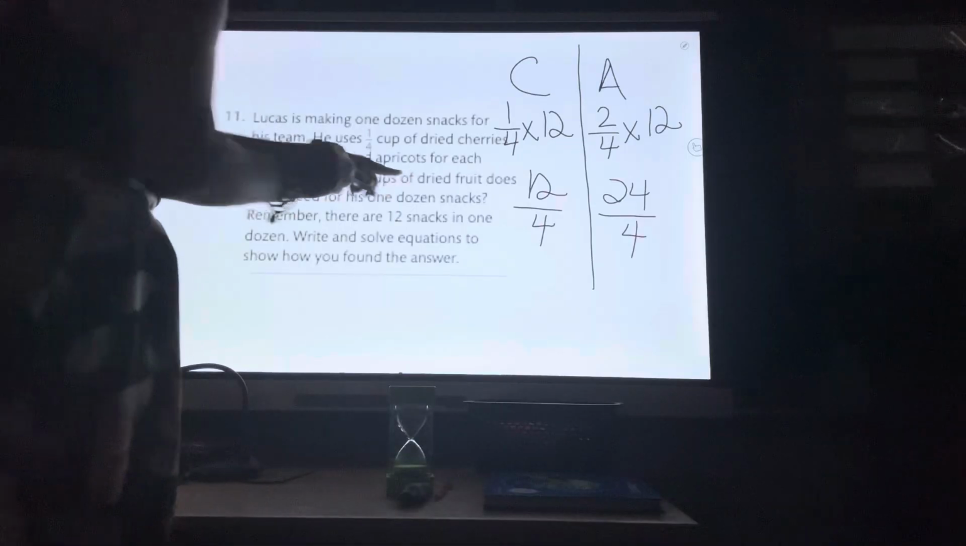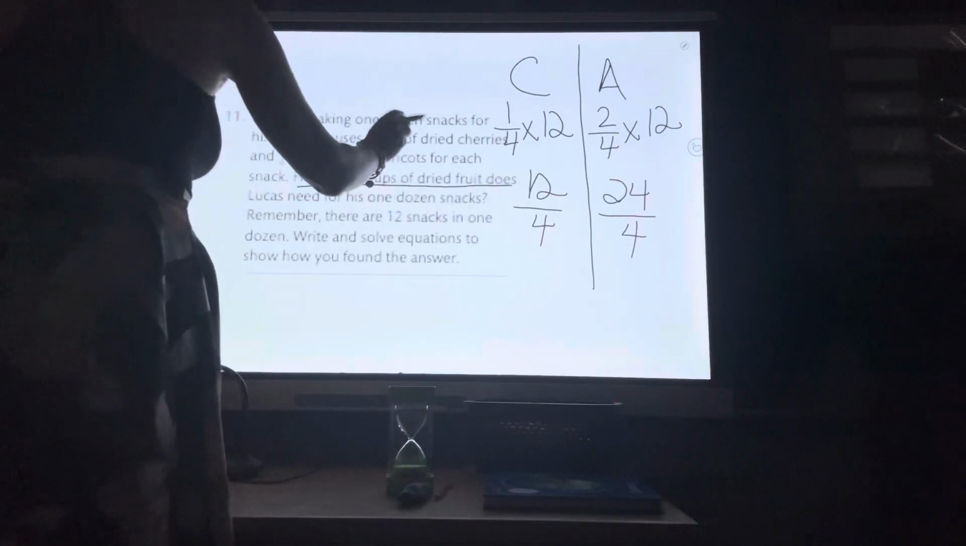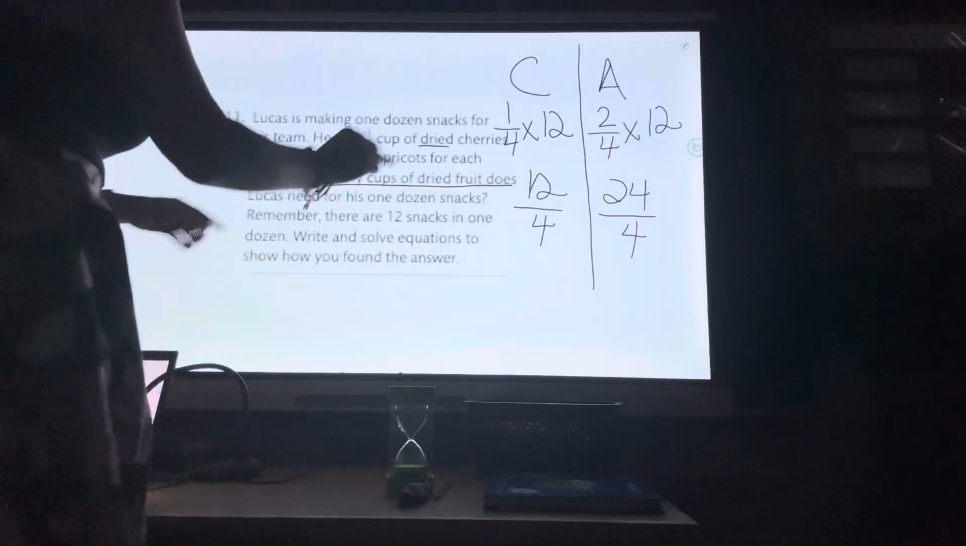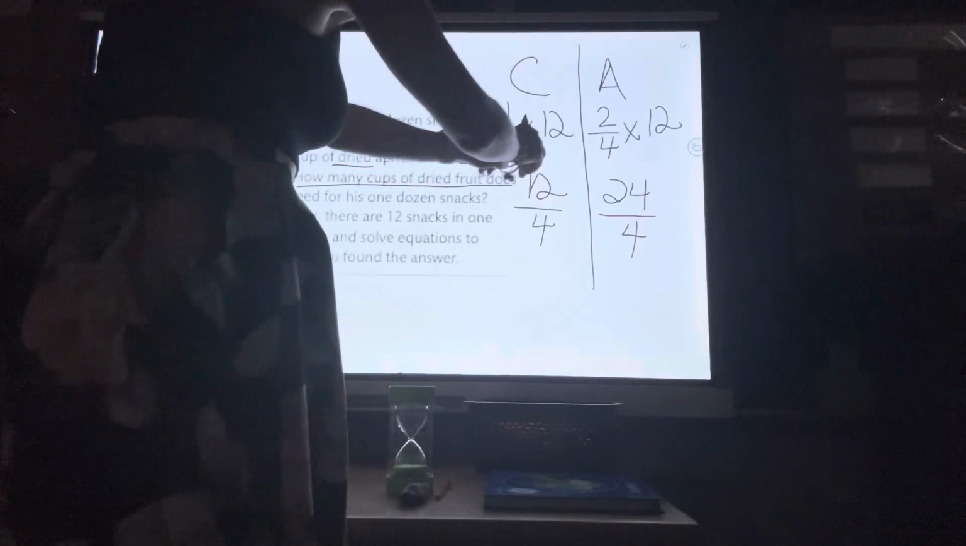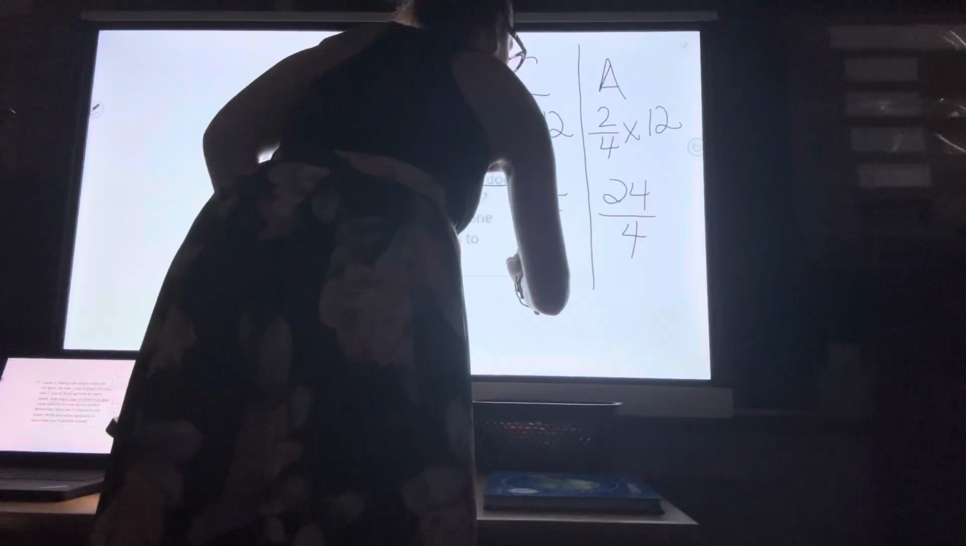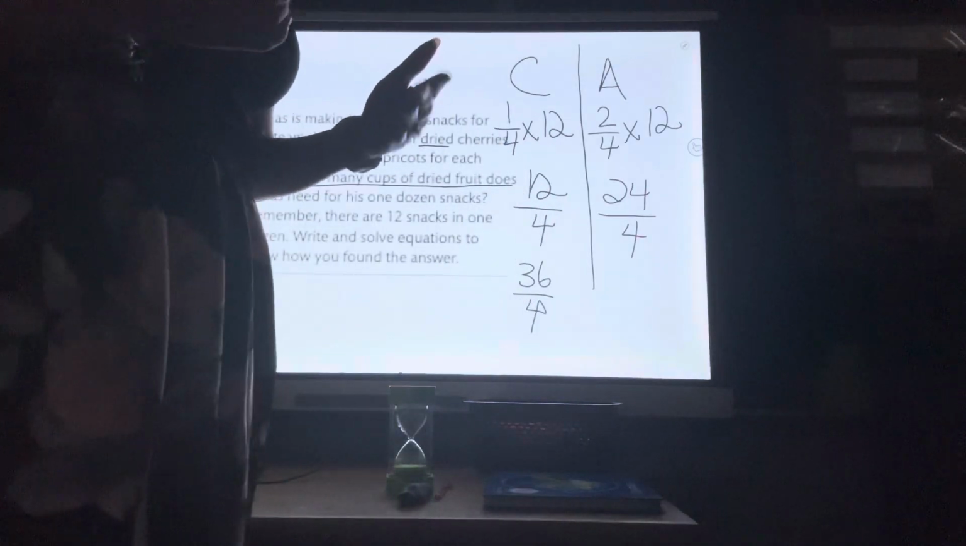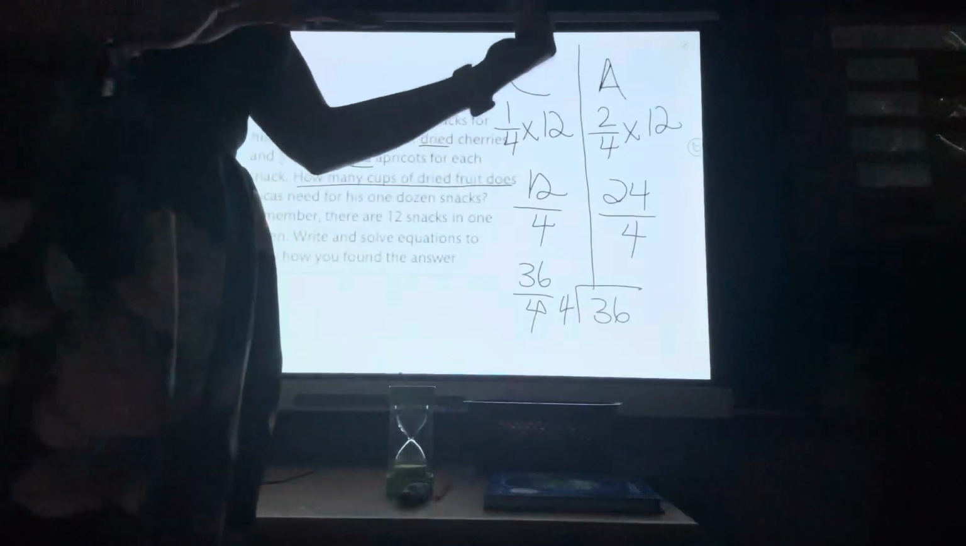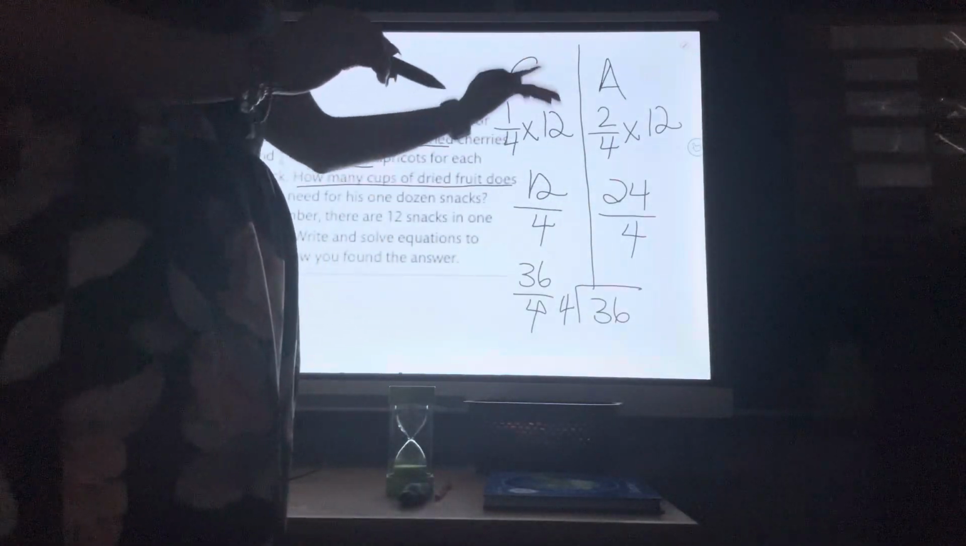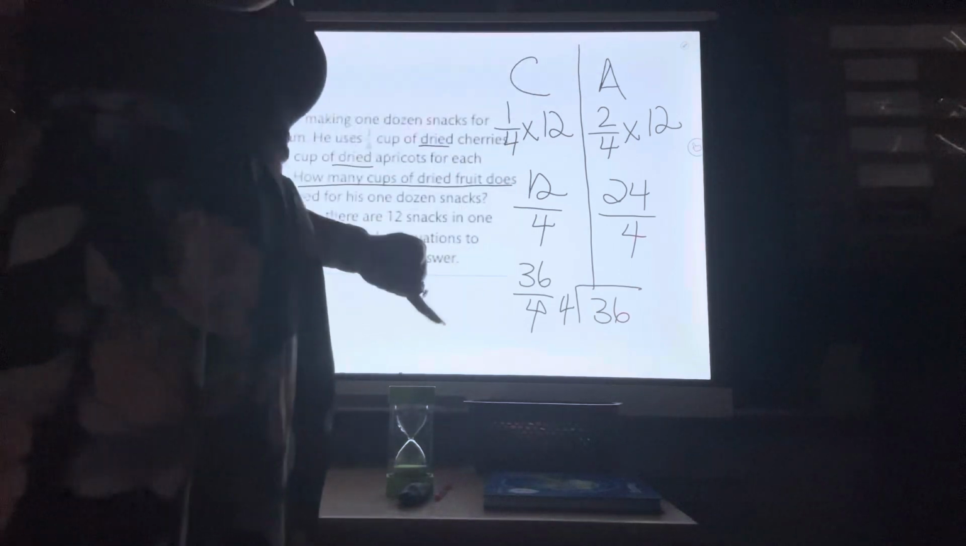Here we go. Wait. How many cups of dried fruit? So dried cherries, dried apricots. They want to know the combination of 2. So 12 plus 24 is 36/4. Can you leave it? Sure. Should you leave it? No. Okay? 36 divided by 4. Now I can skip count. 4, 8, 12, 16, 20, 24, 28, 32, 36. Right on the nose. 9. That's a whole lot of fruit. 9 cups.